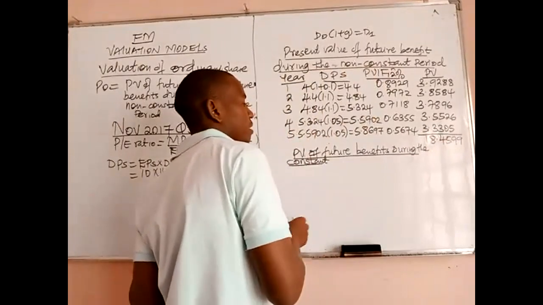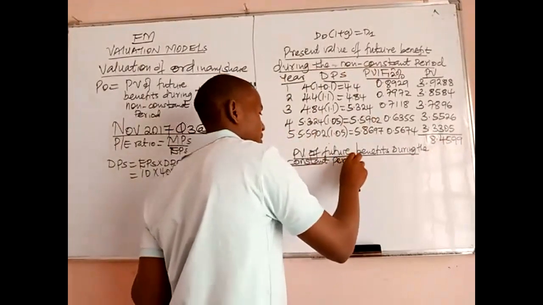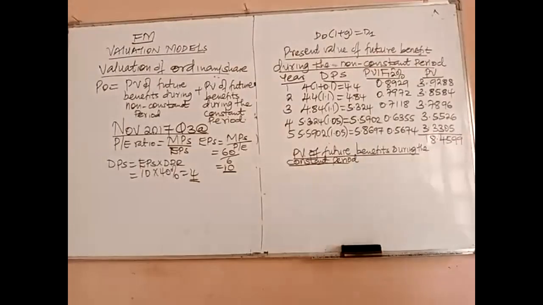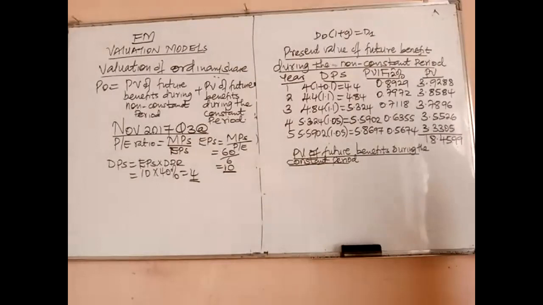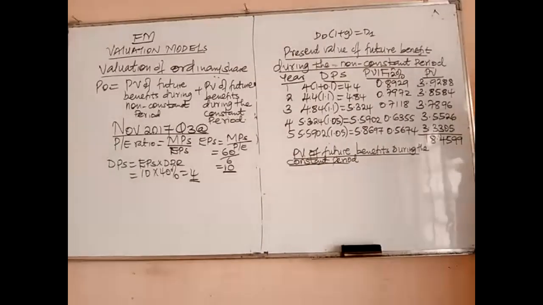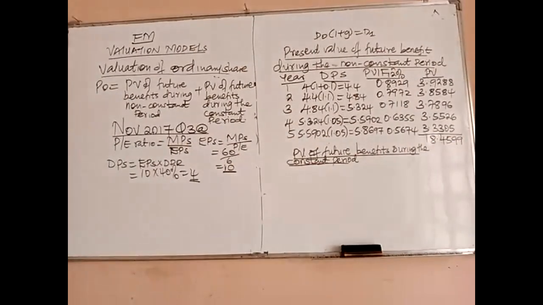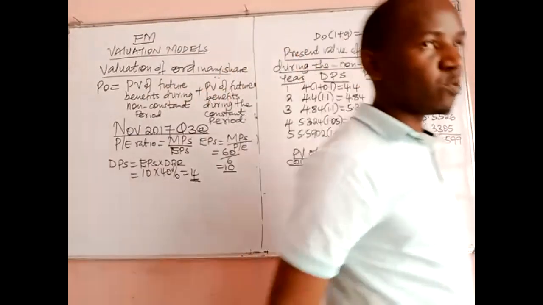Now, present value during the constant period. We went up to year 5. Thereafter, 4% in perpetuity. When I talk of perpetuity, what does it mean? We have gone through that for time value of money. So up to infinity or perpetuity, it will be constant.